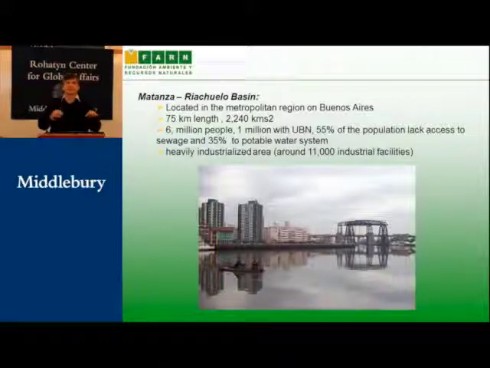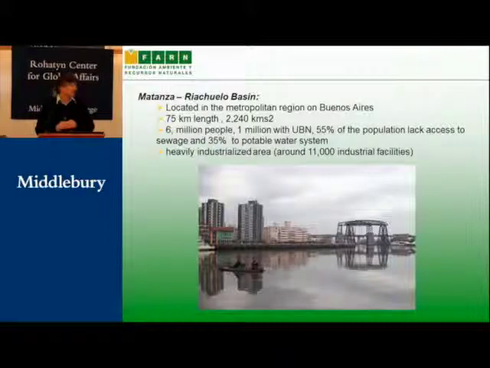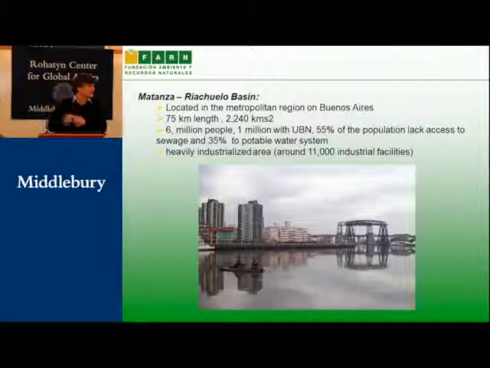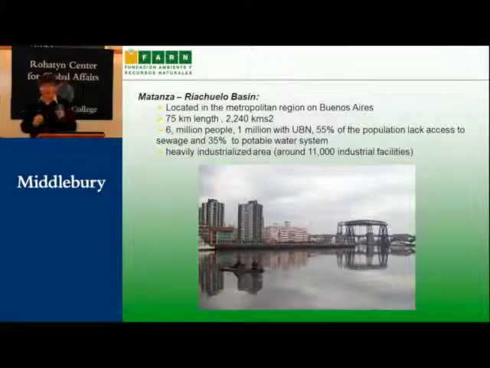It is located in a highly dense area. About 6 million people live there. If you think that the Argentine population is roughly 40 million, this is an area where 6 million people live, so more than 10% of the Argentine population.